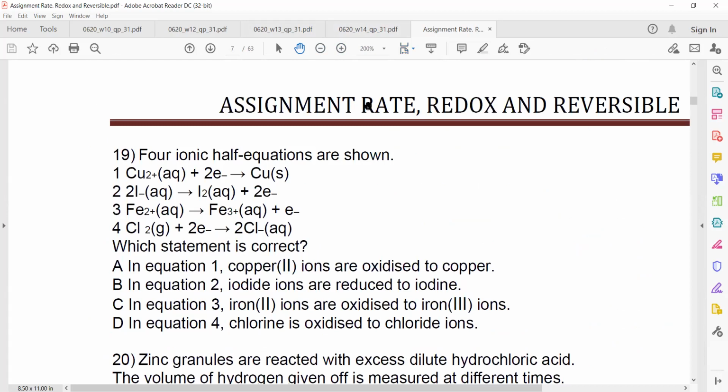In this question, four ionic equations are shown. Which statement is correct?